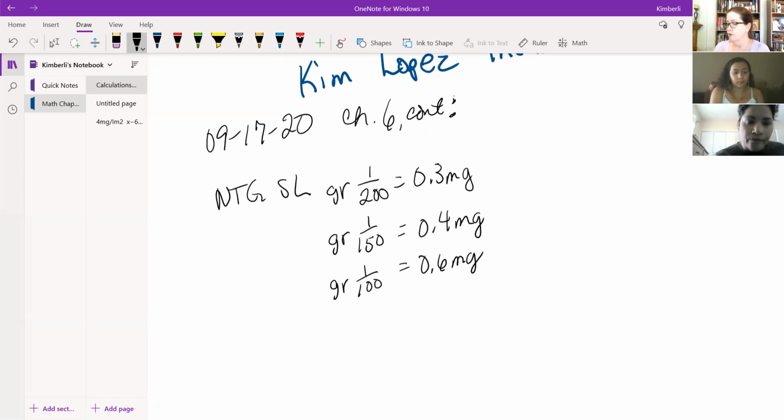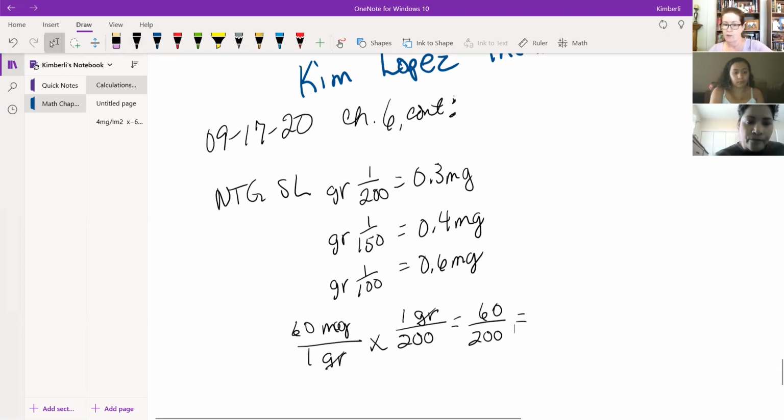let's say you wanted to know milligrams, and you're using 60 milligrams to 1 grain. 60 milligrams over 1 grain times, and let's do the 1/200, 1 grain over 200. Okay, so now the grains are going to cancel, and that tells you to take the 60 and divide it by 200. And when you do that, 60 divided by 200, you get 0.3.